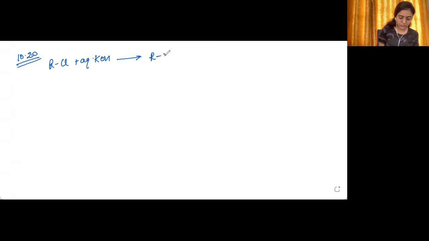Okay. So let's now move into question number 20. Yes, question number 20. Only 20. Right. So let's see what is it and what we need to do in it. Question number 10.20 is there. So the statement for this question is the treatment of alkyl chlorides with aqueous KOH leads to the formation of alcohols. Okay. We know this. We have used this many times in the equations, in conversions, right?